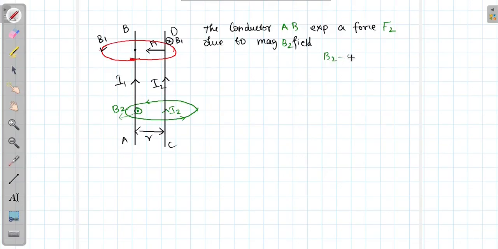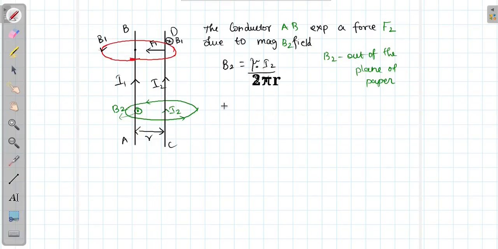B2 is out of the plane of paper. Direction. I'll go for the magnitude of the force. So B2 is due to the current I2. Therefore, the magnetic field is mu naught I2 by 2R.